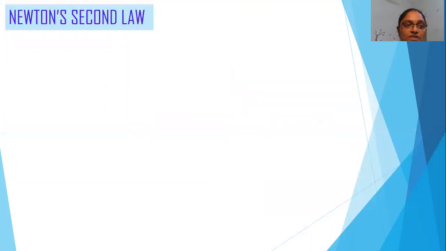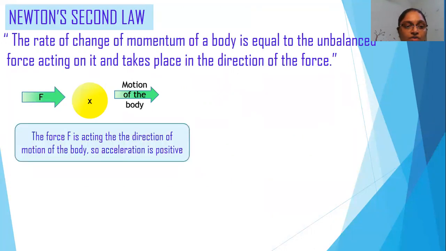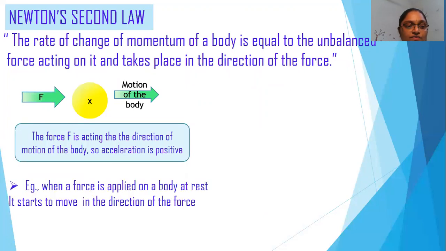Now comes the statement for Newton's second law. That is, the rate of change of momentum of a body is equal to the unbalanced force acting on it and takes place in the direction of force. Let us consider an object X which is at rest. When a force acts on it, it will be moving in the direction of the applied force. So the acceleration produced in this case is positive.